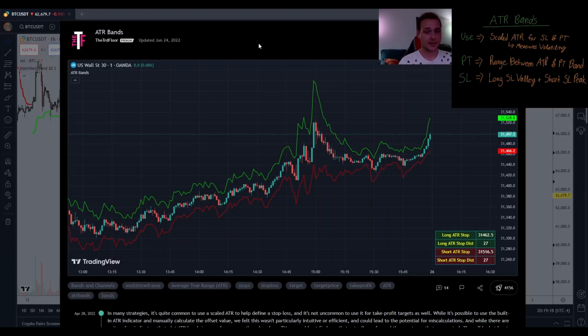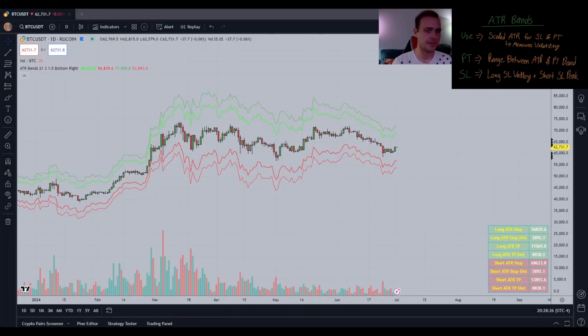Moving on to the next indicator, we have ATR Bands, and you can find it right here. It's by The Trade Floor. ATR bands are volatility-adjusted range bands around a moving average, and their best use is for setting price targets and stop losses based on market volatility.